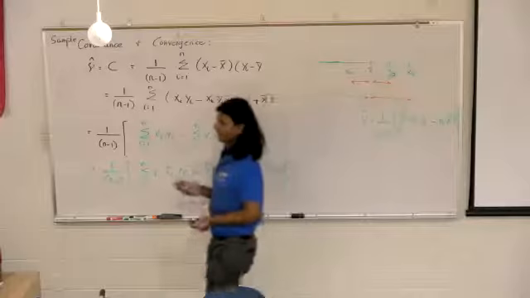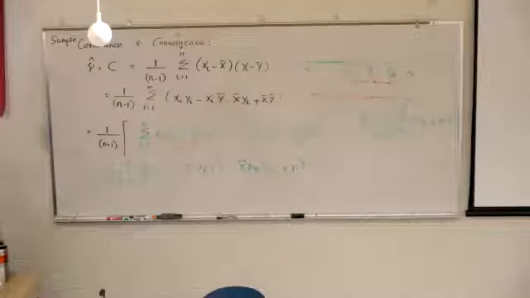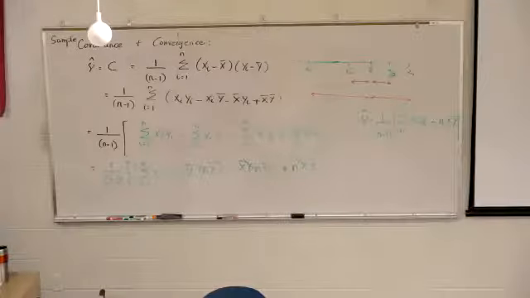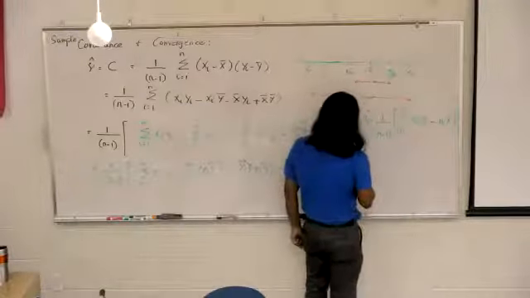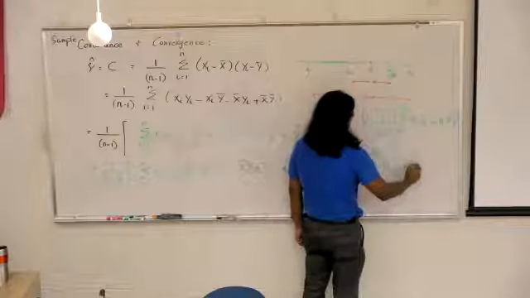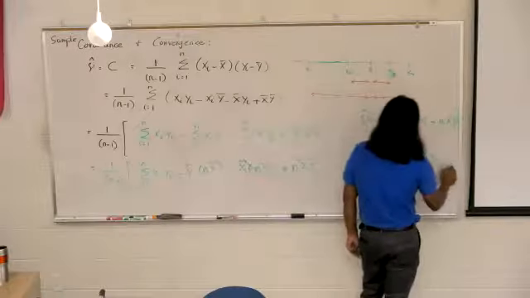We'll have n x bar y bar. If I take n out of that square bracket, I would have n over n minus 1, 1 over n sum i equals 1 to n of xi yi, minus x bar y bar. Agree?